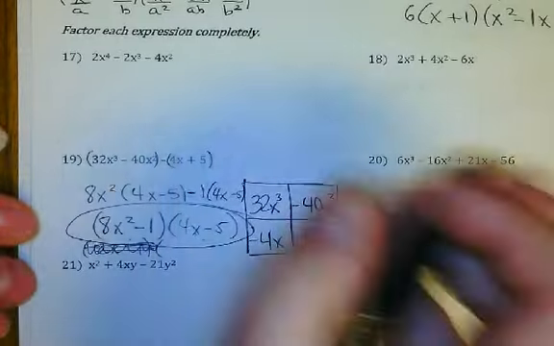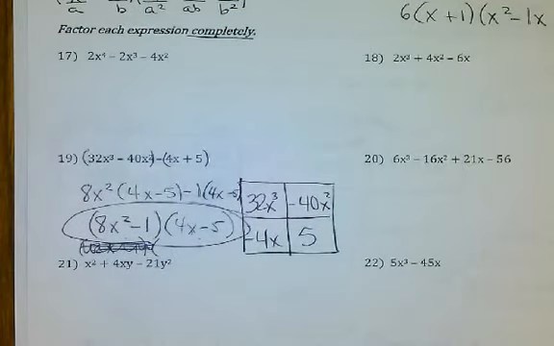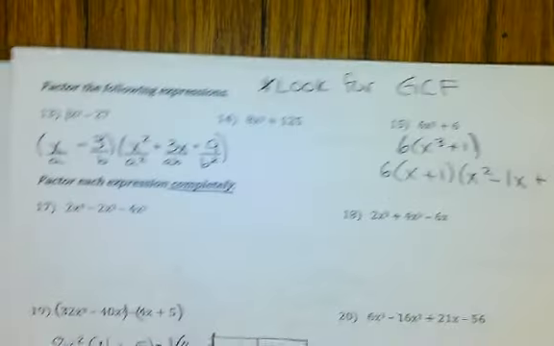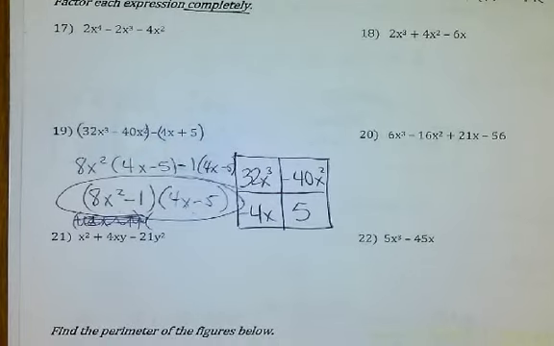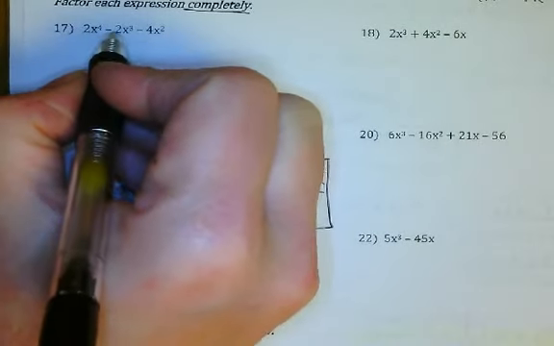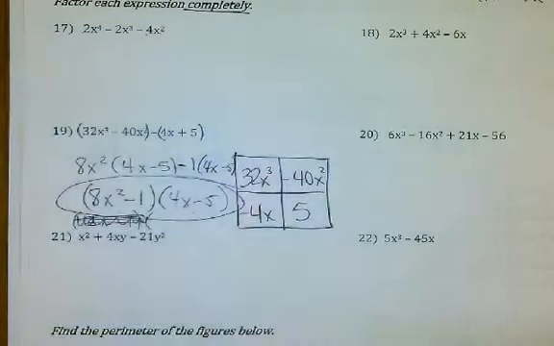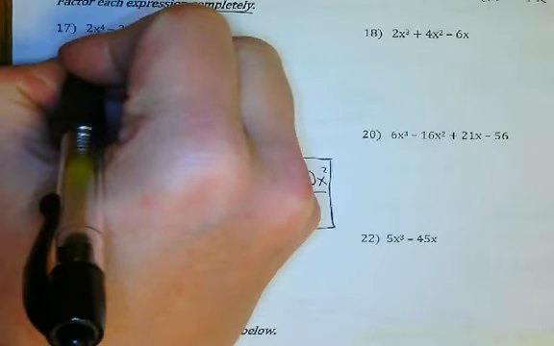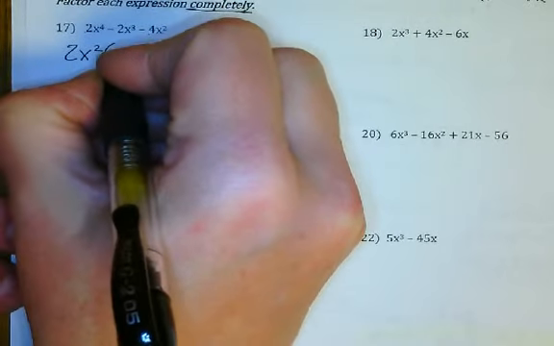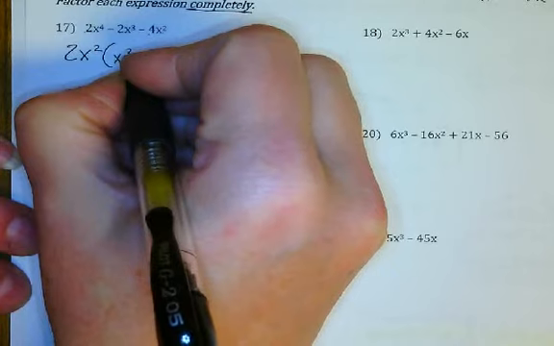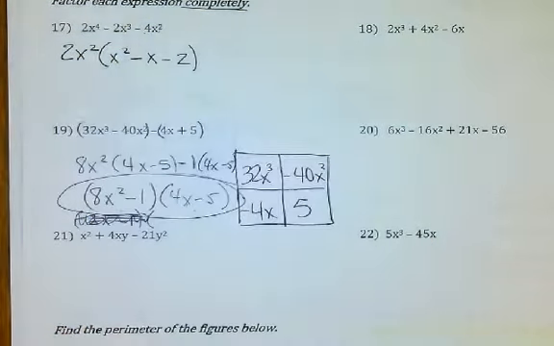All right, on this one here again, it says factor completely. Even if it doesn't say factor completely, you need to always factor completely. And then again, we're always going back and looking for that GCF. So looking at number 17, I noticed that all of these can be divided by 2, but I also know that they're going to have at least 2 x's in common. So I'm going to pull out 2x squared. And when I pull out 2x squared, that leaves me with x squared here minus x minus 2.